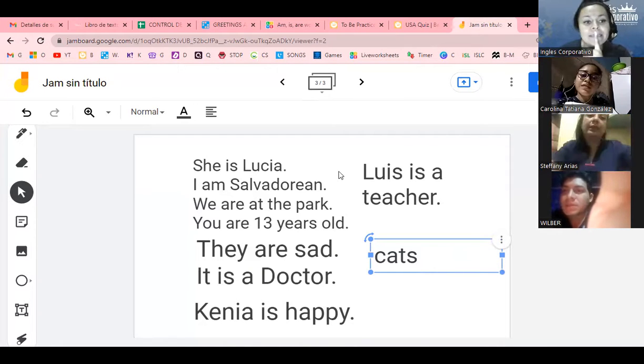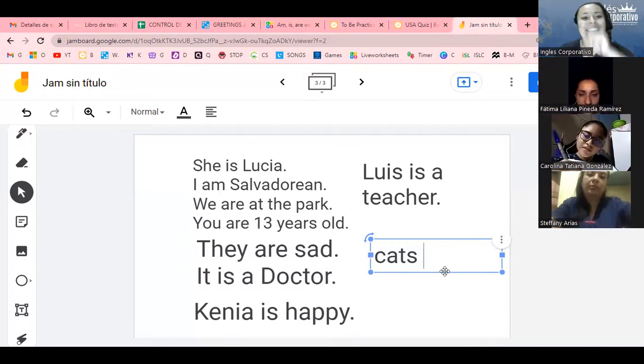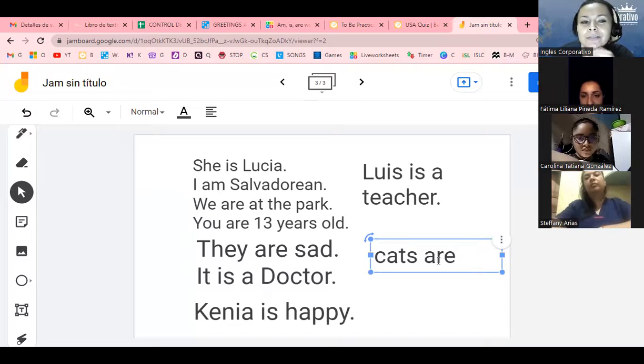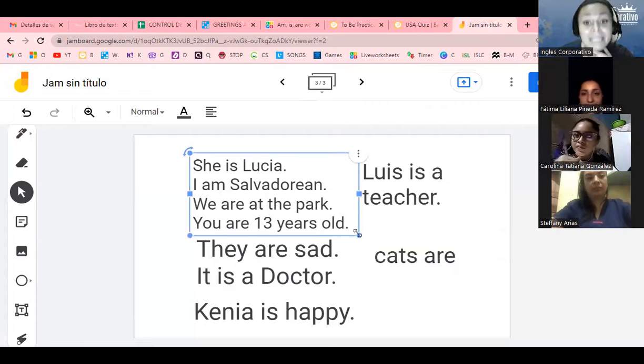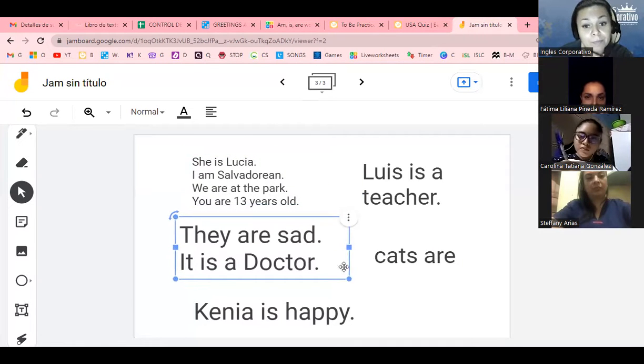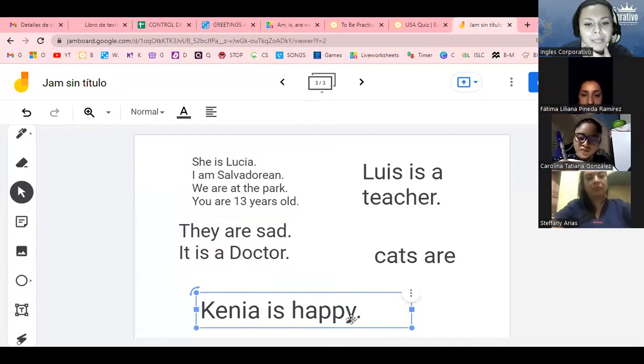Le puedo decir por qué, chicos. Porque es plural. Exactly, very good, it's plural. Estamos hablando de varios. Por ende, utilizamos el are. ¿Y si tengo books? Books are. Are también, porque estamos hablando de varios. Porque es plural, ok, very good.